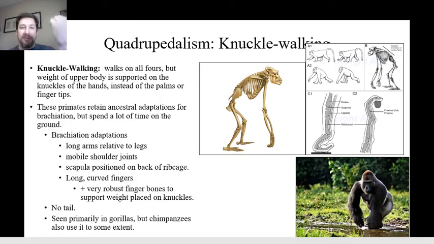So you can think about, instead of putting your hands down like that, you put your hands down like that, and then this is the part that you put all your weight on. And you can try that at home if you want and see how difficult it is. Humans can get in the position to knuckle walk, but we can't do it comfortably, of course.